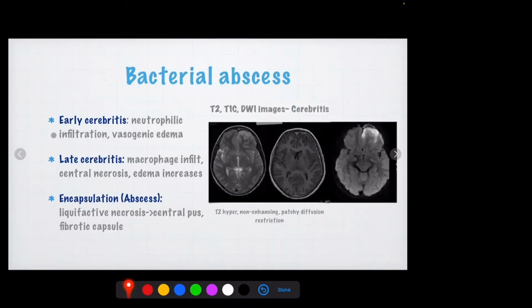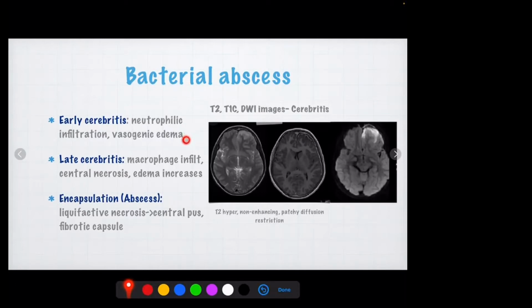So to start with, it starts as early cerebritis. If it is hematogenous spread, it is multiple ones at the gray-white junction. And if it is starting from a PNS or middle ear, of course, it would be localized in the frontal or temporal lobe. It starts with neutrophilic infiltration. The blood-brain barrier so far is relatively intact. Only a mild vasogenic edema is there to start with.